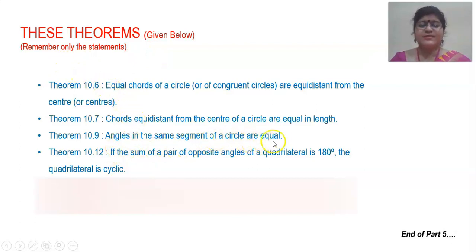Like angles in the same segment of a circle are equal. You're using this sentence when you're solving questions from 10.5. Similarly, we use a statement, sum of opposite angles of a cyclic quadrilateral is supplementary. Okay, so remember these theorems. I want you to learn only the statements of these theorems.